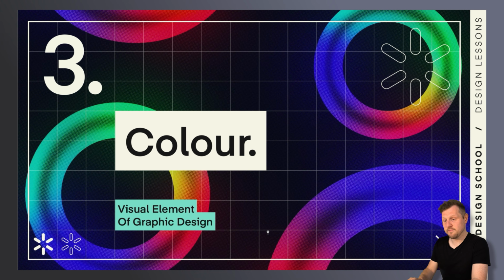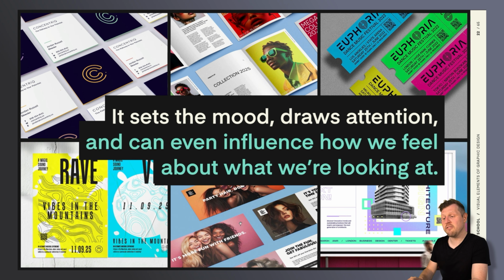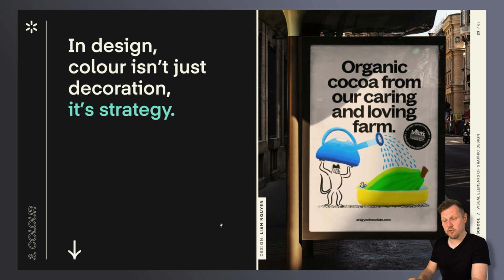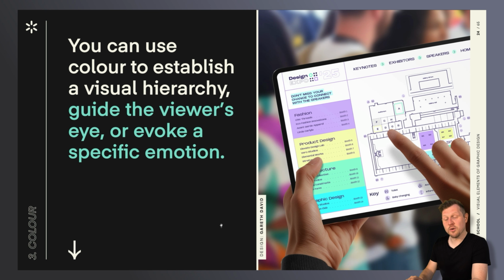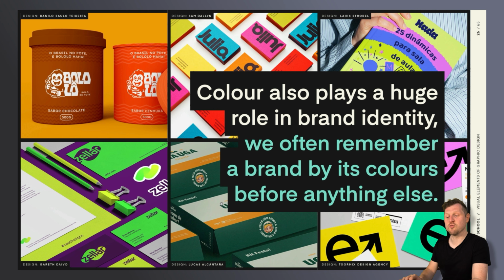Next, we have color, which is one of the most powerful tools in the designer's toolkit. It sets the mood, draws attention, and can even influence how we feel about what we are looking at. In design, color isn't just decoration, it's strategy. You can use color to establish a visual hierarchy, guide the viewer's eye, or evoke a specific emotion. Think about how red creates urgency, blue builds trust, or yellow adds energy. Color also plays a huge role in brand identity. We often remember a brand by its colors before anything else.